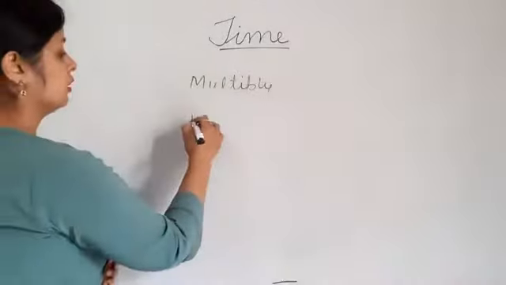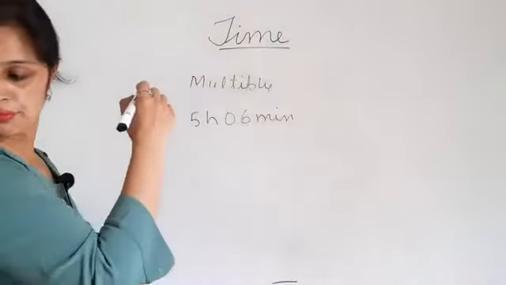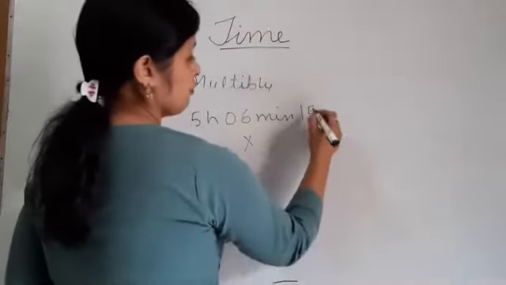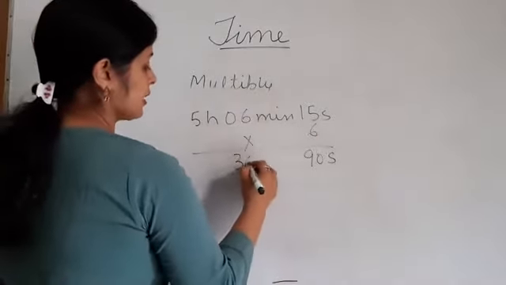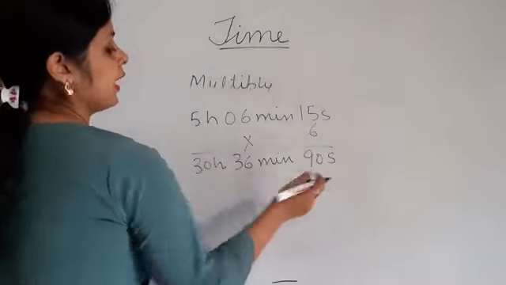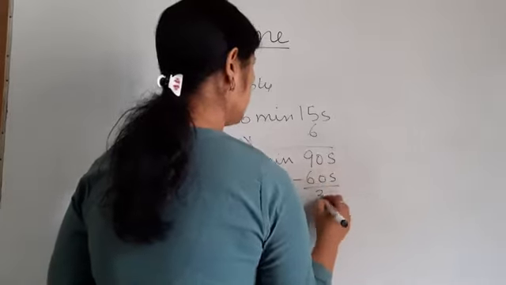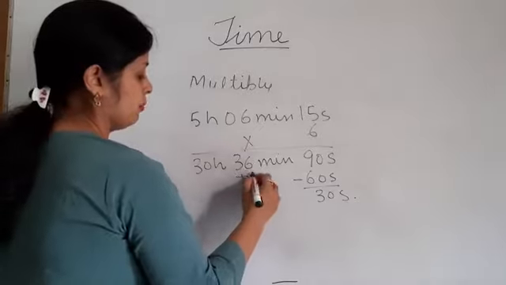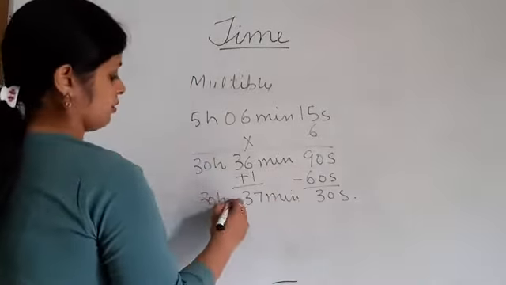5 hours 06 minutes and 15 seconds multiplied by 6. 15 6s are 90 seconds, 6 6s are 36 minutes, and 6 5s are 30 hours. Now again 90 is greater than 60, so 60 will be subtracted from there. It will become 30 seconds, and this 60 seconds when added to minutes will become 1 minute. So 37 minutes and 30 hours.